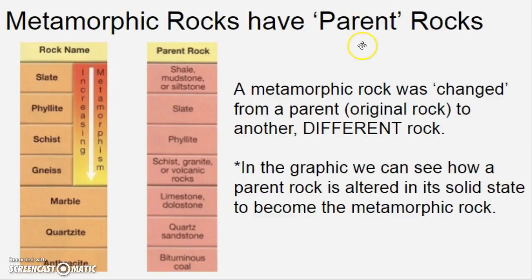Metamorphic rocks have parent rocks. A metamorphic rock was changed from a parent, the original rock, to another different rock. In the graphic, we see how a parent rock is altered in its solid state to become metamorphic rock. I'm going to emphasize, slate comes from different shale and mud rocks. If I continue adding temperature and pressure, you'll find that shale can become any one of these types of rocks. It can become slate, adding heat and pressure can become phyllite, can become schist, can become gneiss. However, marble's parent rock, depending on its effervescence, is going to determine what type of carbonate it came from. Quartzite, quartz sandstone, and anthracite, bituminous coal.